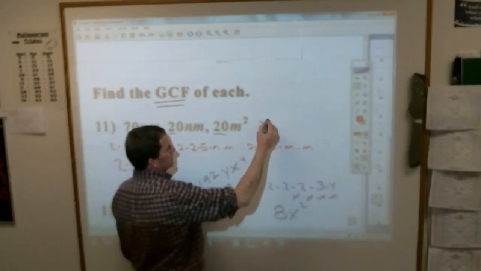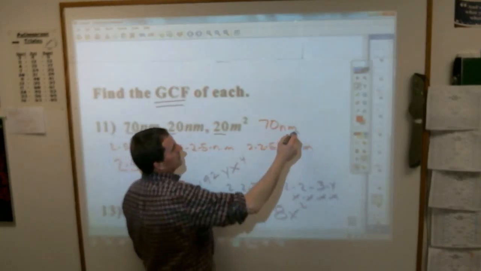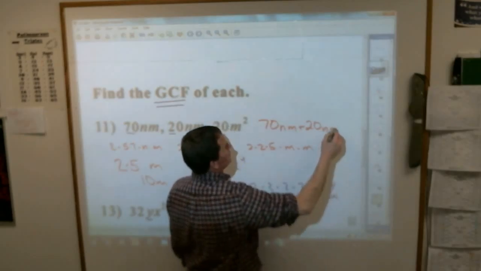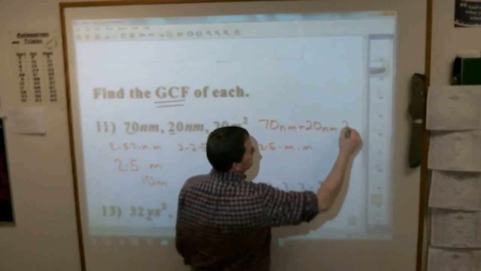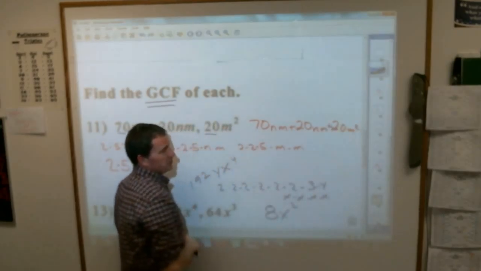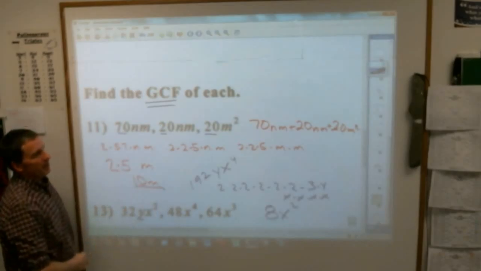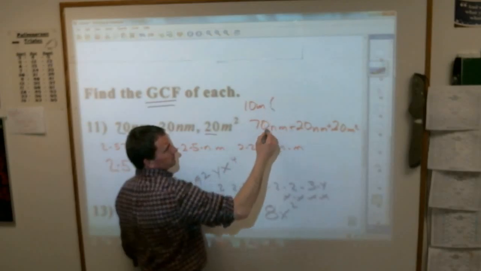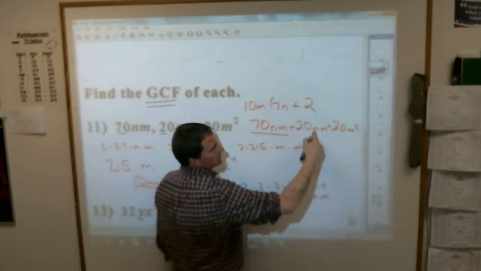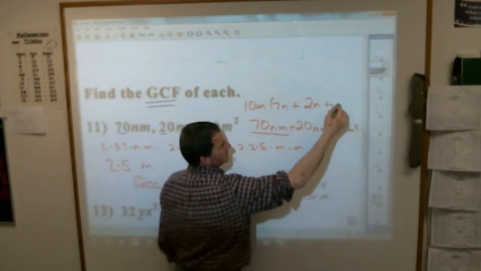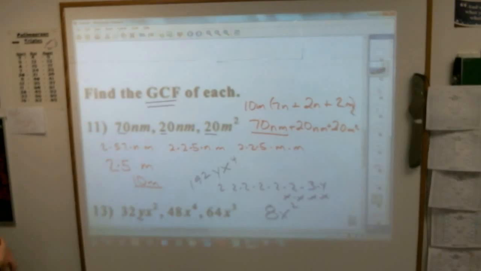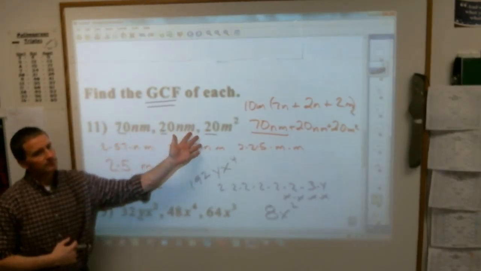That is what people, if you saw as a problem 70nm plus 20nm plus 20m squared. Sorry, did I run out of room again? Plus 20m squared. And they asked you to factor out what you could, you take a 10m out of all of them. And what would you be left with? You have a 7n, the 7n times that gives you that, plus a 2n plus a 2m. If you were asked to factor that out, how many of you could look at that and say that was my greatest common factor? It gets a little confusing at times.